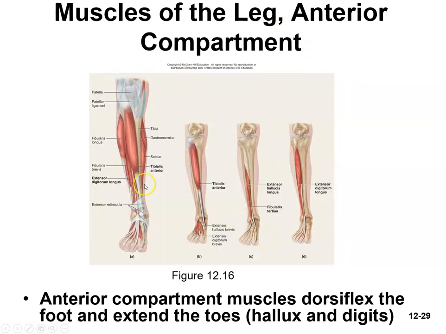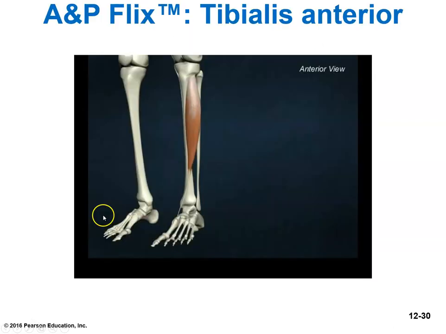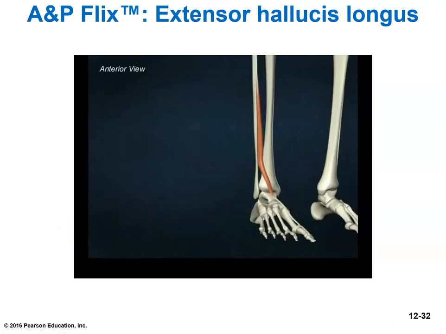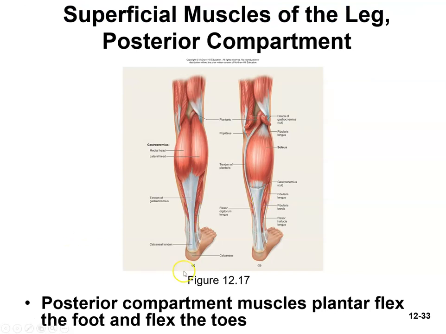Muscles of the leg, you've got your anterior tib, you've got your gastrocs, extensor hallucis longus. Okay. Here's the extensor digitorum longus, extensor hallucis longus. The posterior compartment is the gastroc and the soleus. Gastroc is what helps you come up on your toes. Okay, and the soleus is more of a postural muscle.